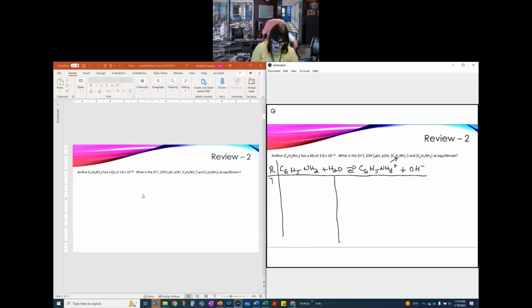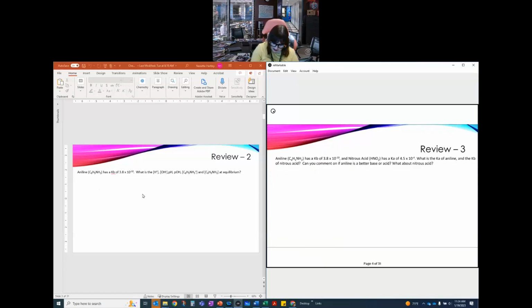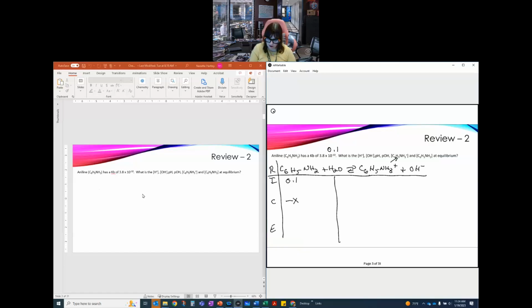My initial concentrations will go here, my change, and my equilibrium. But again, I don't have an initial concentration, so I have the exact same problem that I had before. So let's go with what we started with last time. We'll start with 0.1 here. We're going to get a negative x. For every one of those that reacts with the water, we're going to end up with one of these and one of these, okay? And so at equilibrium, this is going to be 0.1 minus x. We're going to ignore the x. And then this is going to be x, and this is going to be x. So those are the values that we're looking for there.